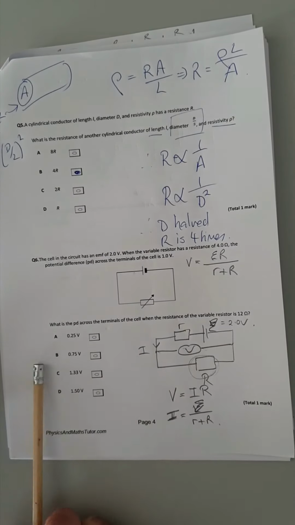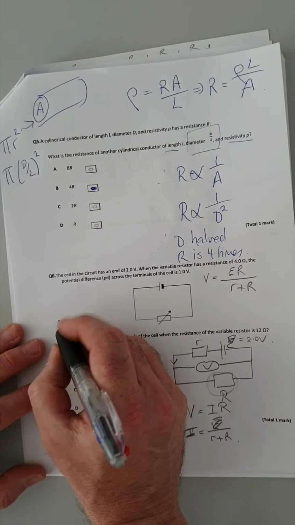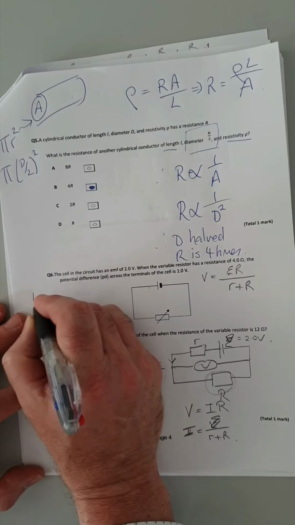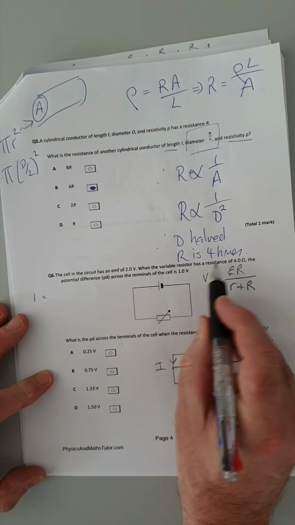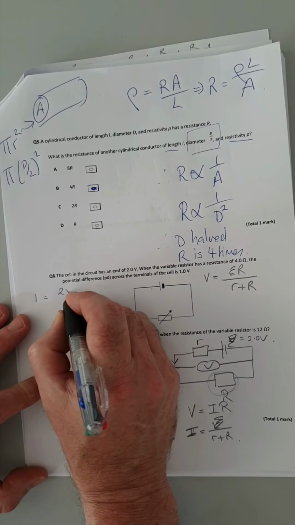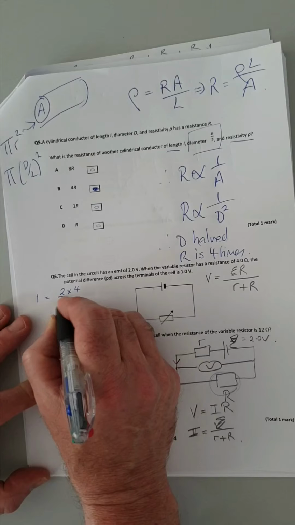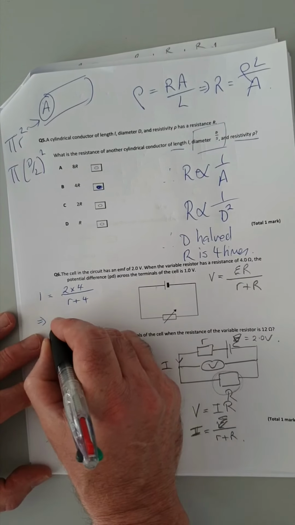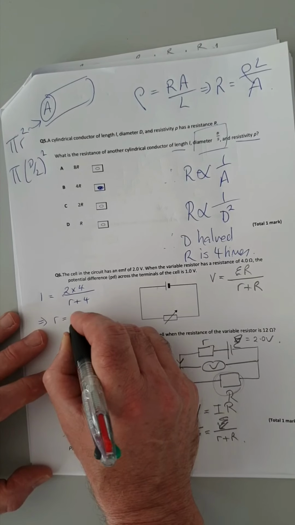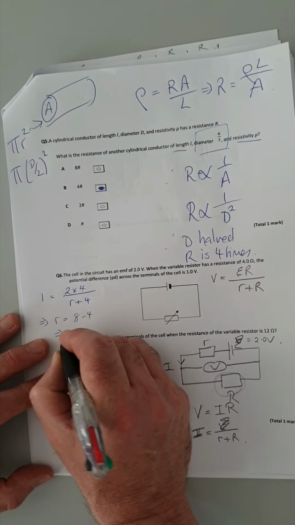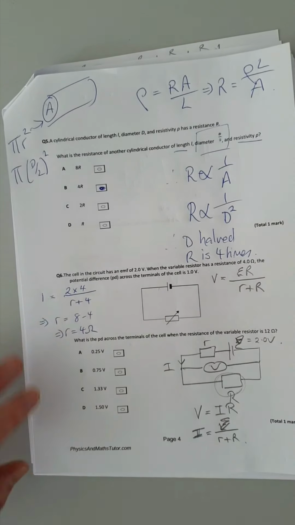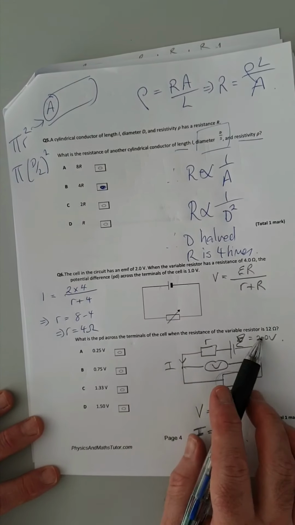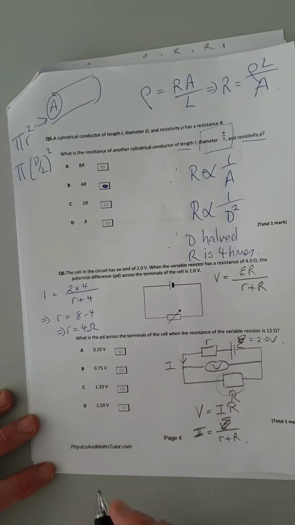Okay, so let's put in some numbers. First of all, when the voltage was 1, it was equal to 2 times 4 divided by little r plus 4. So that gives me that R is equal to 4 ohms. Again, using this equation now, I'm going to look at what happens when big R is 12.